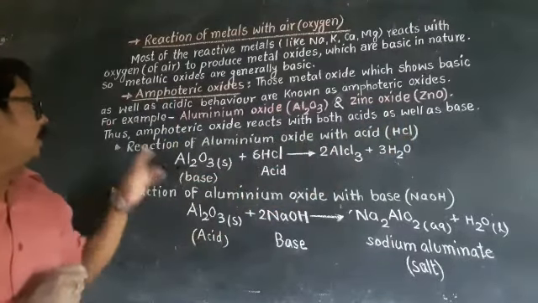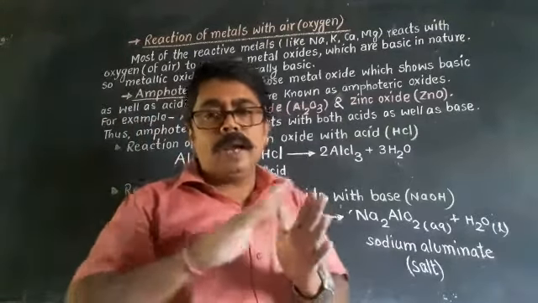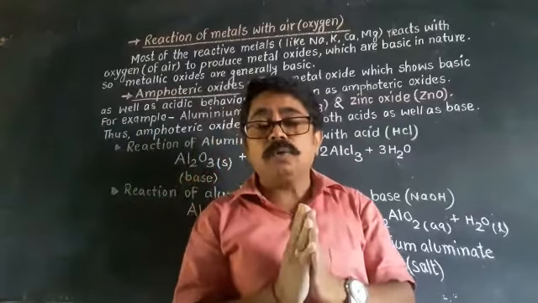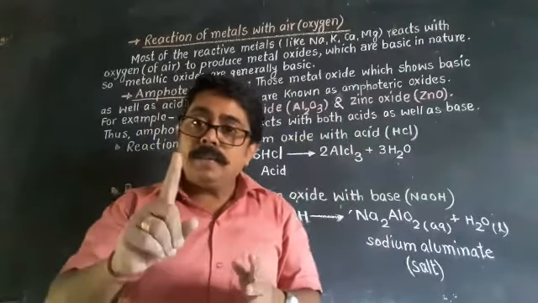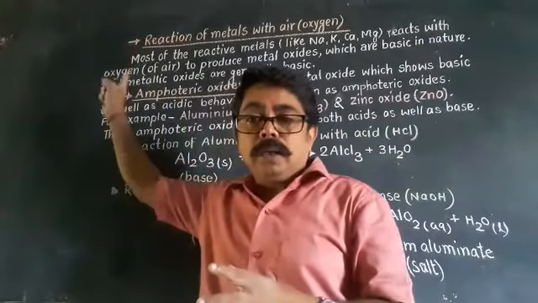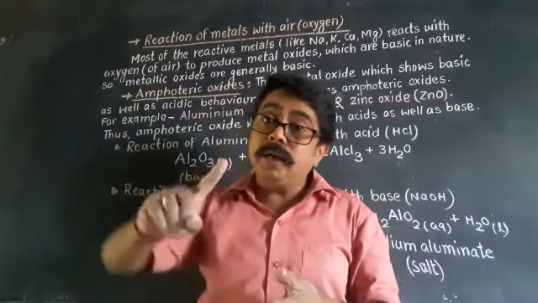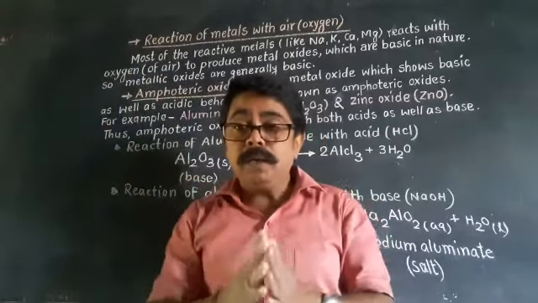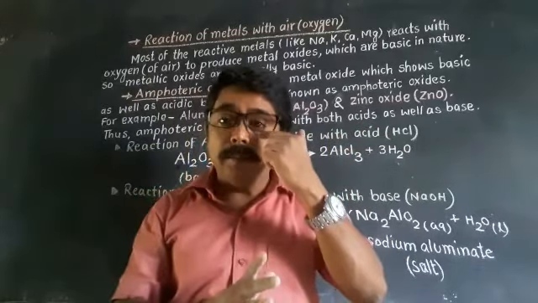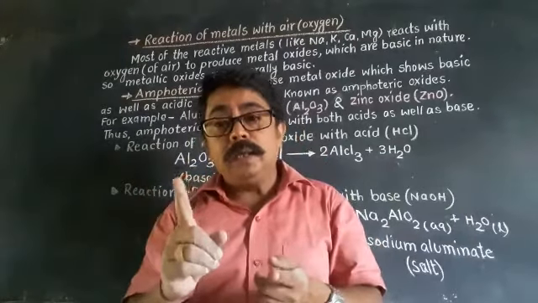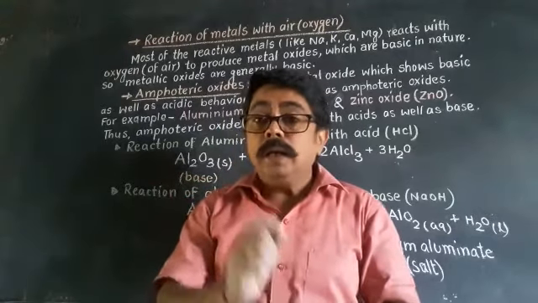Clear? Now see, thus amphoteric oxides, since they show both types of behavior, acidic and basic, are the oxides which react with both acid and bases. However, oxides of other reactive metals are basic. They will not react with base, they will react only with acid. But amphoteric oxides, since they show both behavior, acidic and basic, can react with acid as well as base. Clear? To make it more clear, let us take the example.